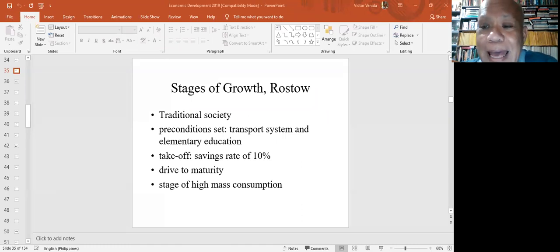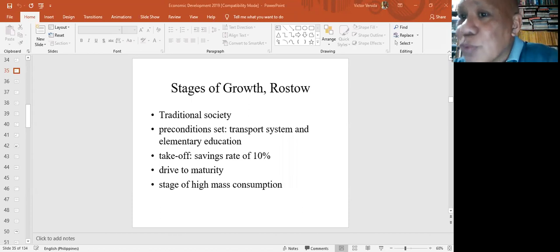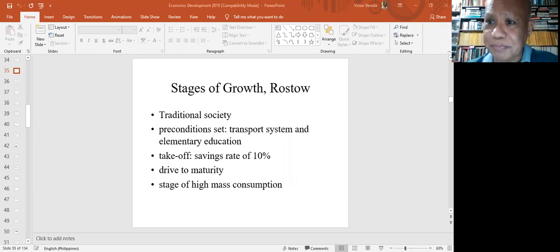At the same time, given a transport system, households now have a wide range of choice of jobs. They no longer need to be limited to the jobs available in the local community. They can now seek jobs elsewhere. Elsewhere does not need to be too far away. It could be the major city nearby, which still allows them, given that there's a transport system, to be moving back and forth from place of residence to the place of work.